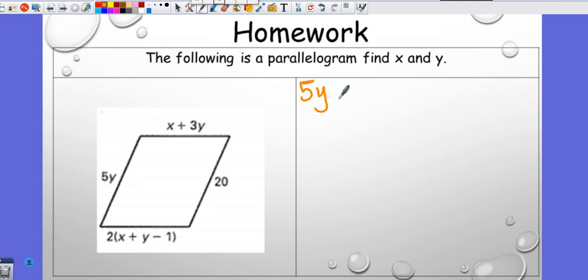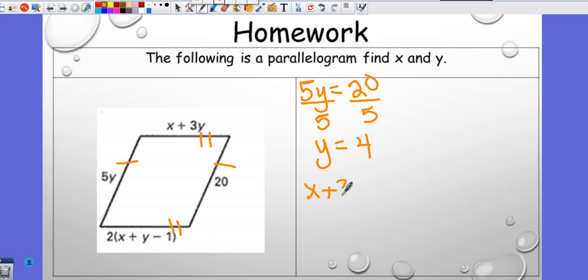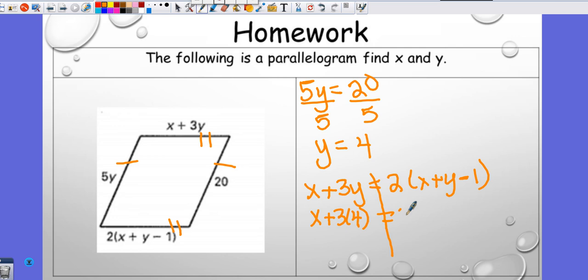So I have 5y equals 20. I know this side should be the same as this side, and this one up here should be the same as this one here. So it looks like I can go ahead and get y taken care of. So y equals 4. Now that I know that, I'm going to set up this other equation and see what life does for me. So here we get x plus 3 times 4 equals 2 times x plus 4 minus 1. All I did was substitute in those values for y.